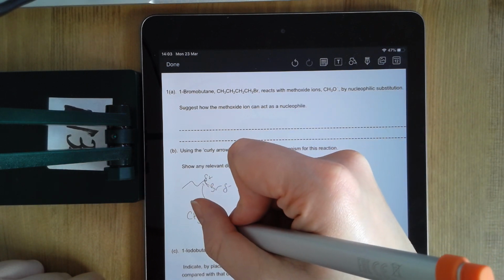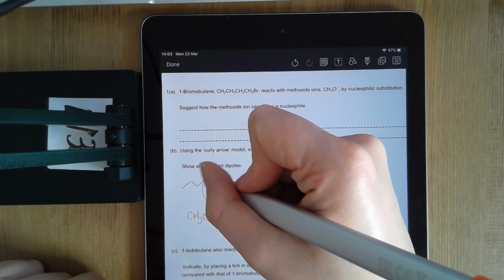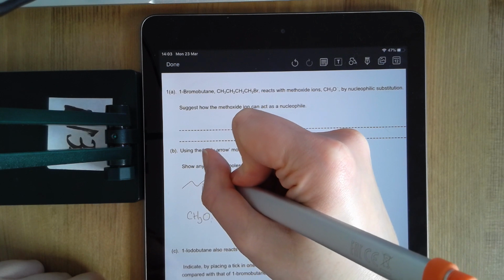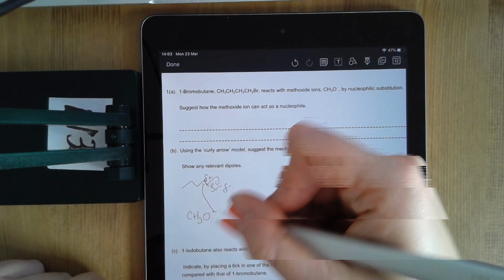I'm going to use the negative charge, and draw it from the negative charge to my carbon. That means a new bond is going to form between oxygen and carbon, which means the original bond between carbon and bromine is going to break. To show that it's breaking, I'm going to start my arrow in the middle of my bond, and it's going to end on the bromine. Okay, all of this is 2 marks.